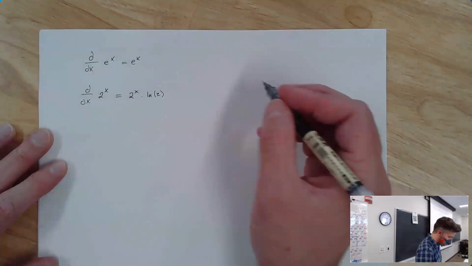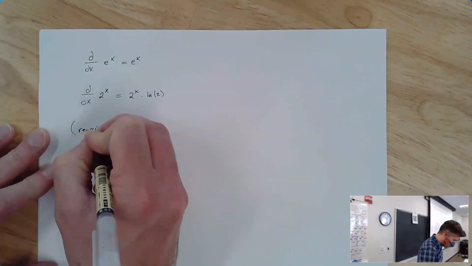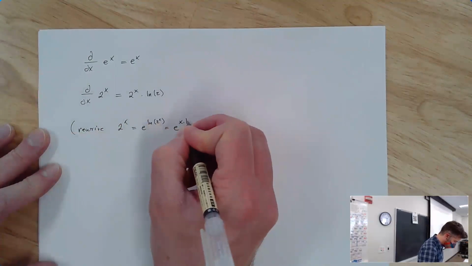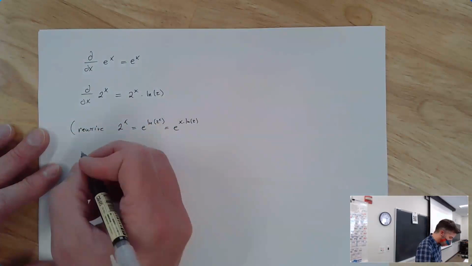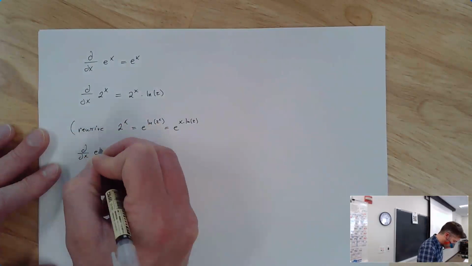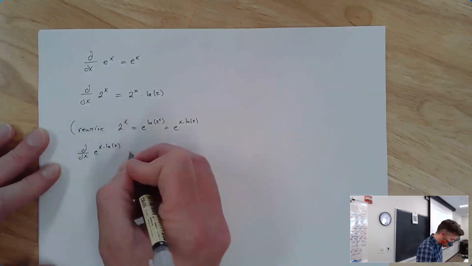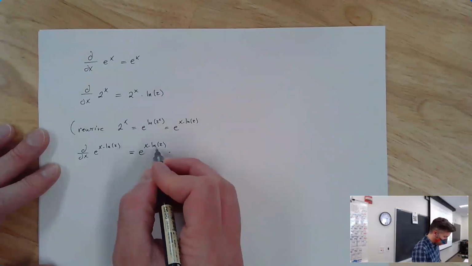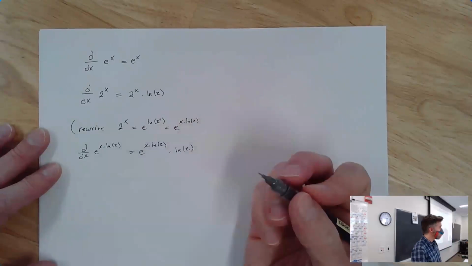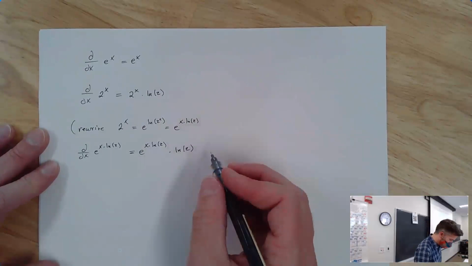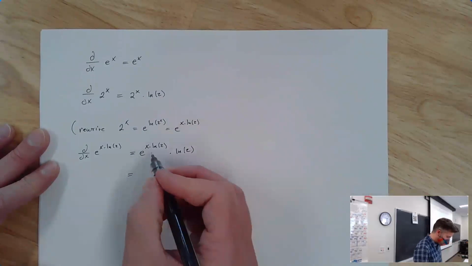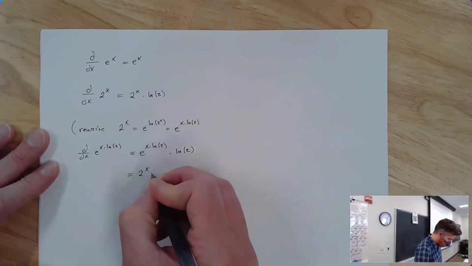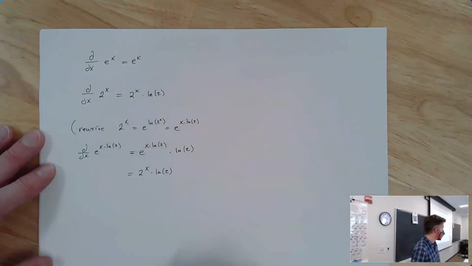There's also the longer route of rewriting. You can totally rewrite 2 to the x as e to the natural log of 2 to the x, which is e to the x times natural log of 2. And then the derivative of that: well, the derivative of e to the stuff is e to the stuff times the derivative of the stuff, and the derivative of x times a constant is the constant. Oh, that's where the natural log of 2 is coming from. And then e to the x natural log of 2 is just 2 to the x. Totally nice.